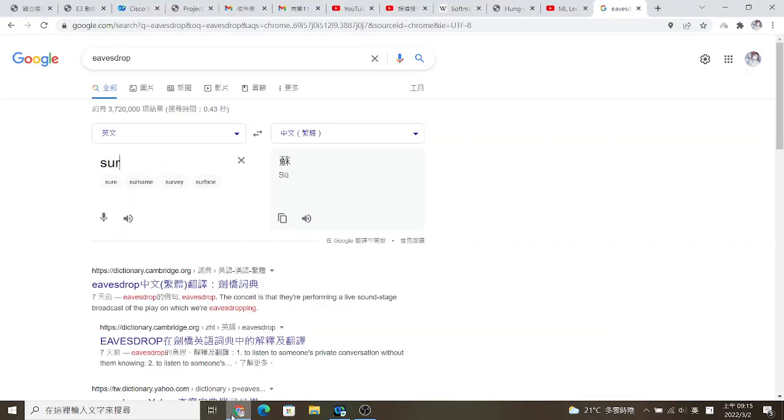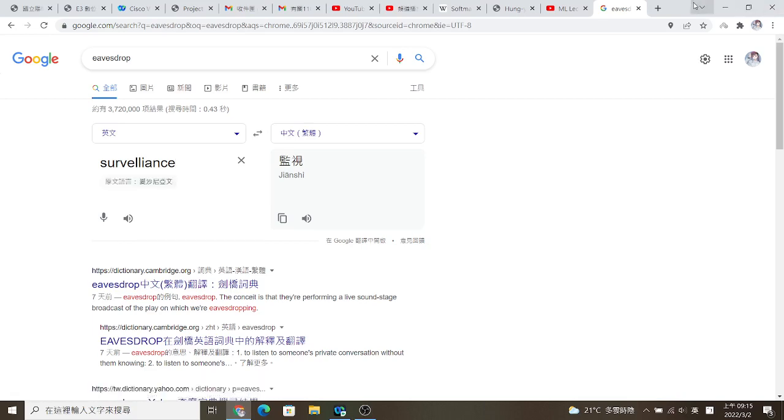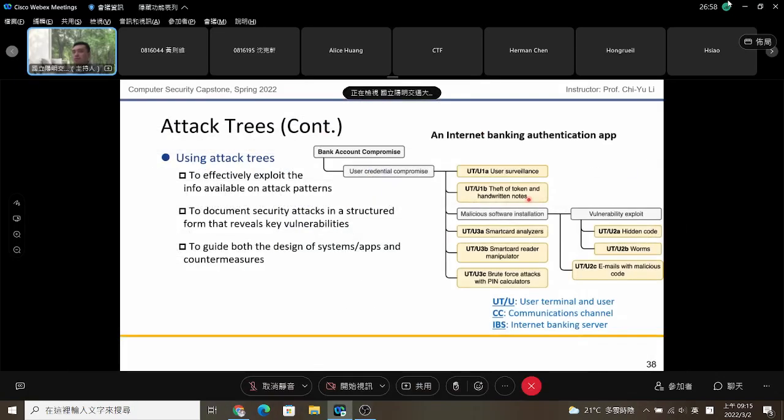Okay, and we may try to find the handwritten notes. Maybe the user credential has been written in the notes so that we can steal these notes.